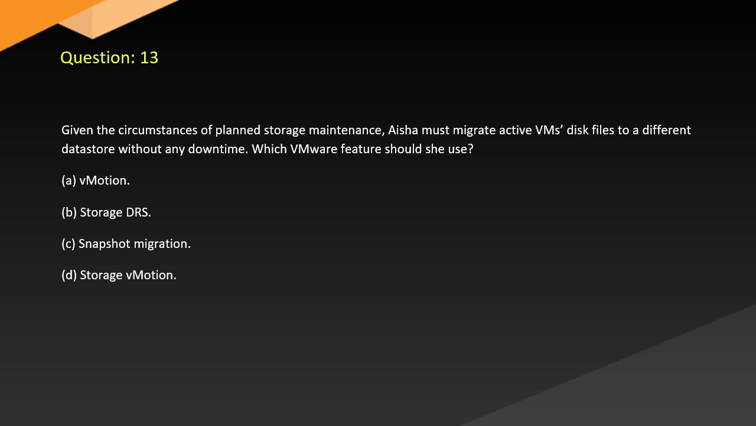Question 13. Given the circumstances of planned storage maintenance, Asia must migrate active VM disk files to a different datastore without any downtime. Which VMware feature should she use? A. vMotion. B. Storage Opters. C. Snapshot migration. D. Storage vMotion.